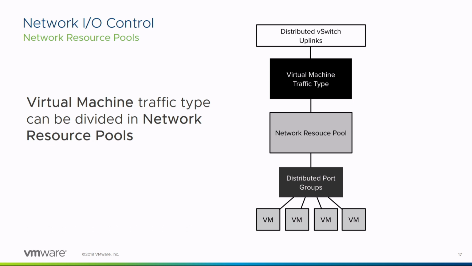And in order to do so, we need to go back to the virtual machine traffic type, because that's the upper layer beyond just after the distributed vSwitch uplinks. So whatever bandwidth we reserve on that part, we get to divide over network resource pools.